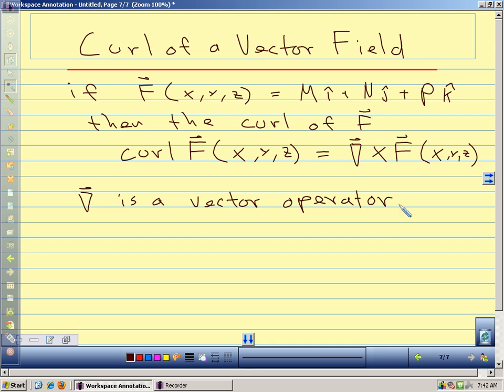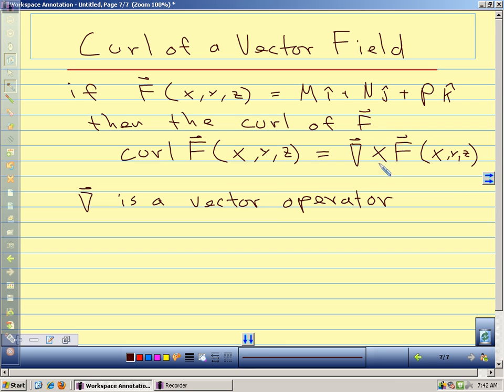So we talked about del as an operator before. It doesn't make any sense by itself. It has to operate on something else. When we take the gradient, it's operating on a scalar function, and we take the first partial with respect to x. That gives us our i component of our vector. Partial with respect to y gives us our j component. Partial with respect to z gives us our k component.